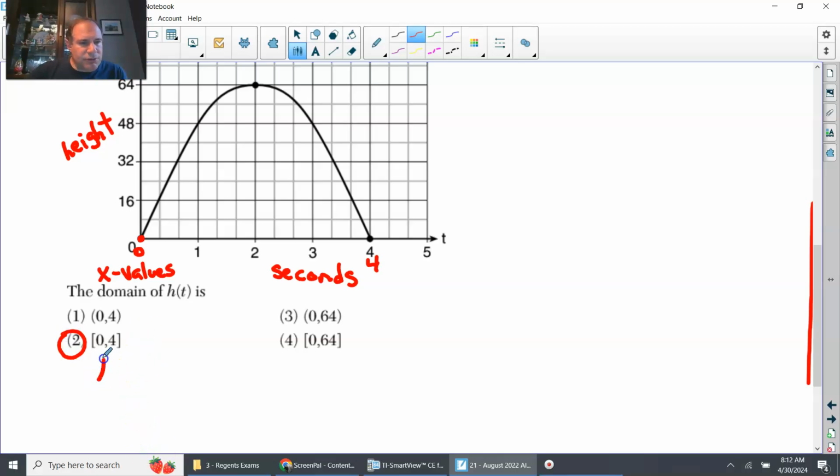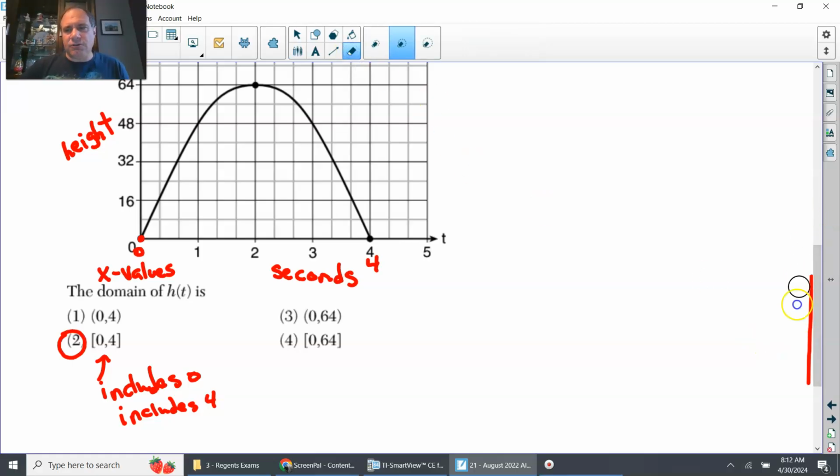It includes 0, includes 4. Right? If this was 0, 4 with the parenthesis, that would be an open circle on each. It is not an open circle on each, so that is how you would do that one.